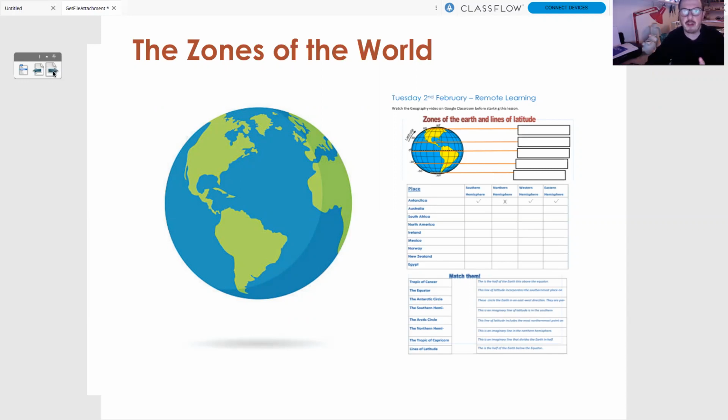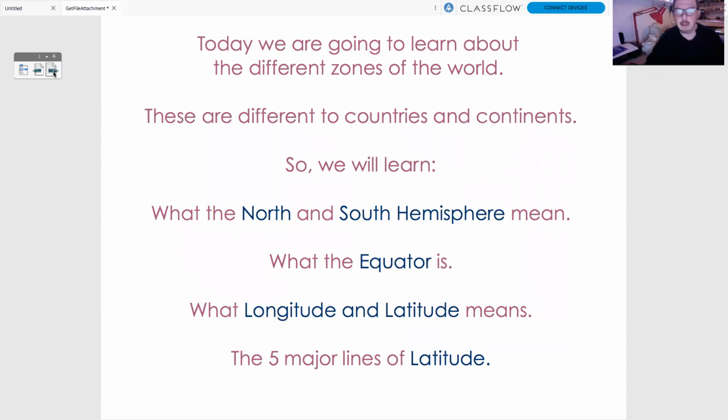Okay, the first thing we should talk about today is that we're going to learn about these different zones of the world. And we're going to learn about hemispheres. That's quite a big word, hemispheres. They're different to countries and they're different to continents. They're a bit bigger, really. We'll learn about what they are in just a second, but we're going to find out what the North and South Hemisphere actually means.